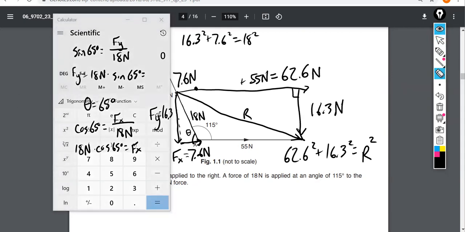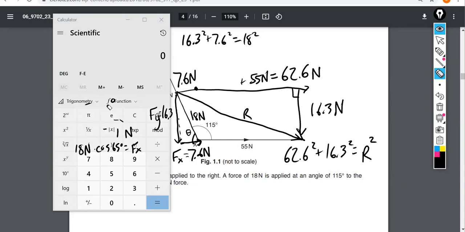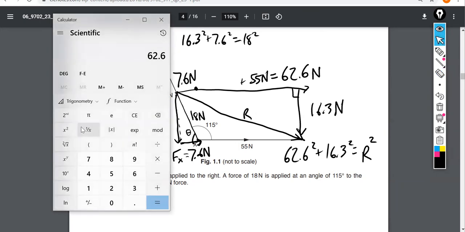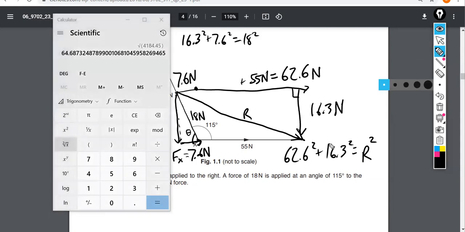Calculator. Get rid of some of this. All right, so we've got 62.6 squared plus 16.3 squared equal to that number. Take the square root of it. And that sound means you got it correct. 65 newtons thereabouts. Right, 64.68.